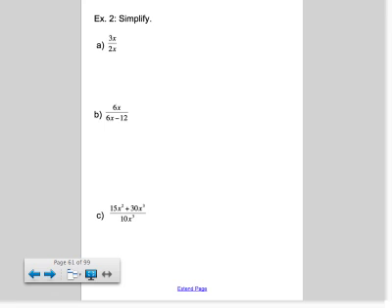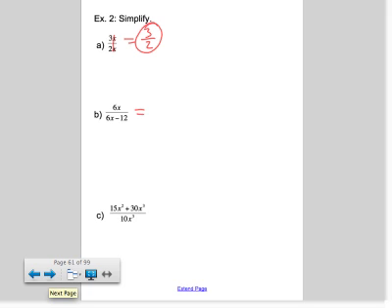Now we're simplifying, so we're looking to see if we can cancel things on top and on bottom. So if I look at this first expression, 3x over 2x, there's an x on top and an x on bottom. They can cancel, so you have 3 over 2 as your final simplification.